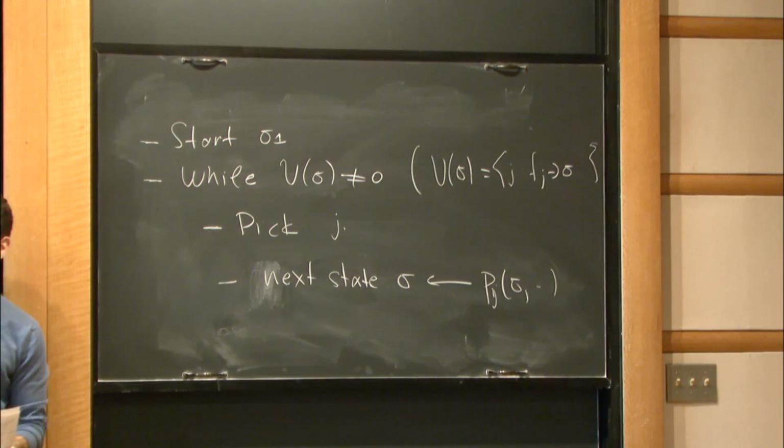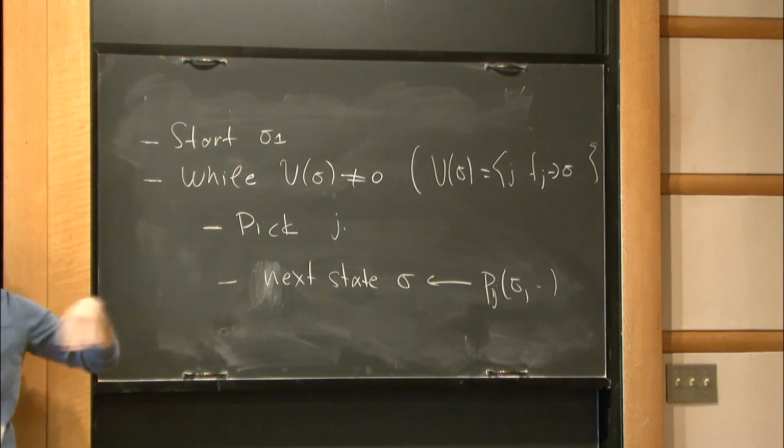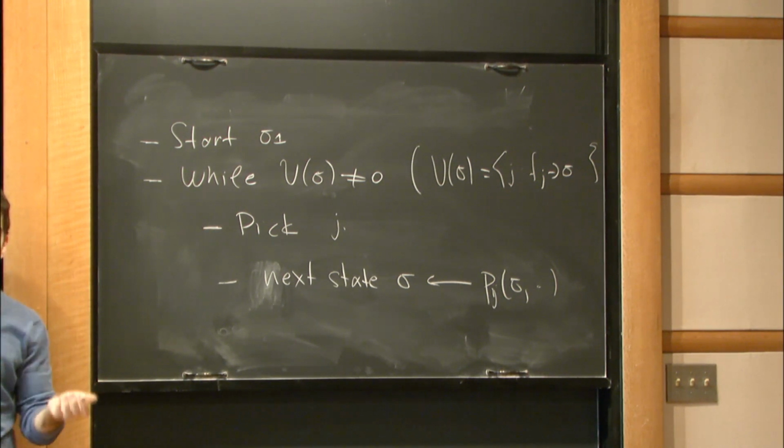Does that make sense? And then you keep doing this until you hopefully reach a state where no flaw is present, where no constraint is violated. So this is kind of the class of algorithms that we care about.